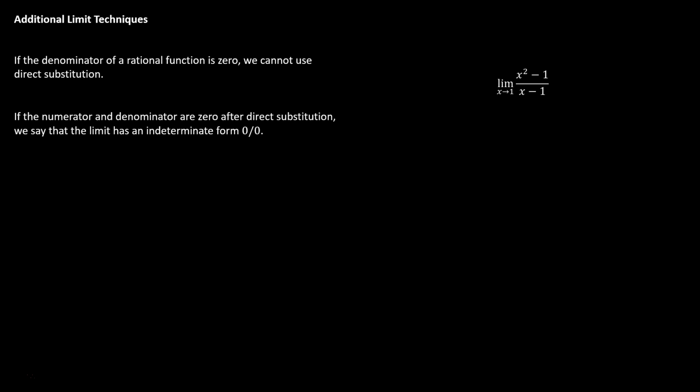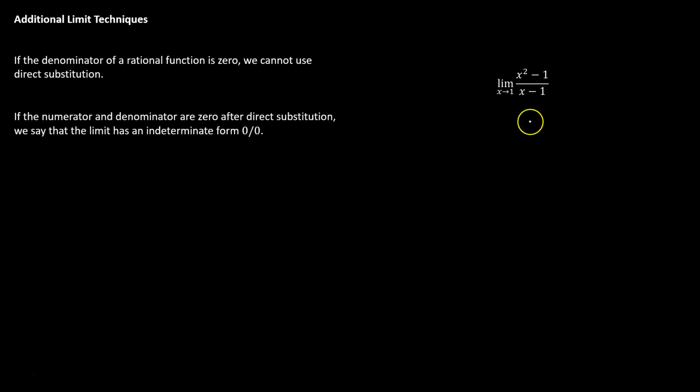If we're looking at a rational function, and the value that we're trying to approach causes that rational function to be 0 on the numerator and the denominator, we're in big trouble. So let's take a look at what's happening here. I've got the limit of a function. The function is x squared minus 1 over x minus 1.